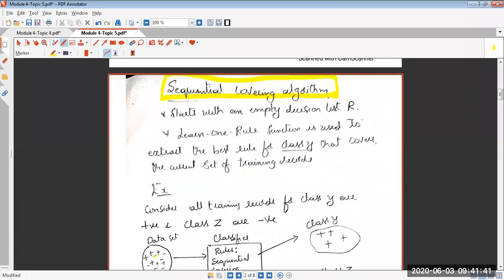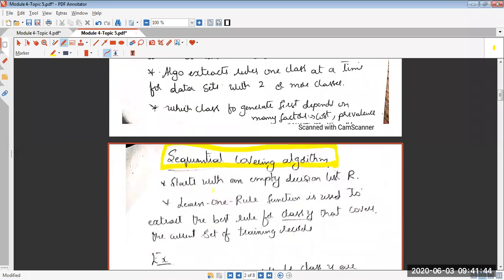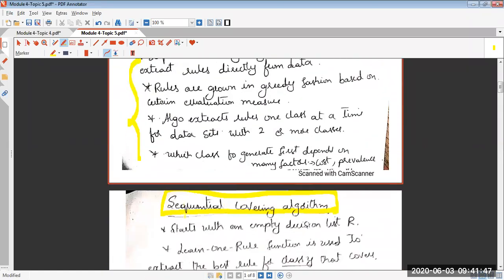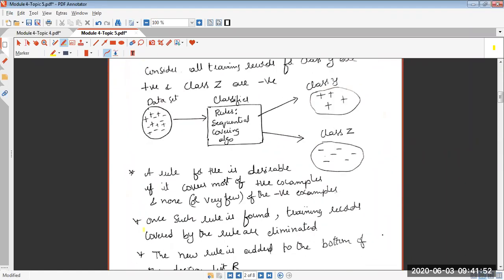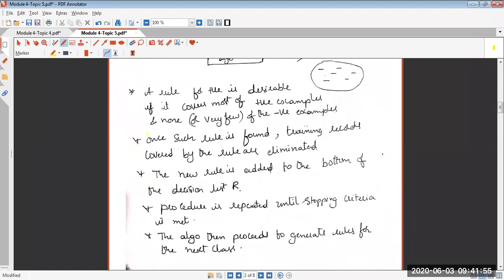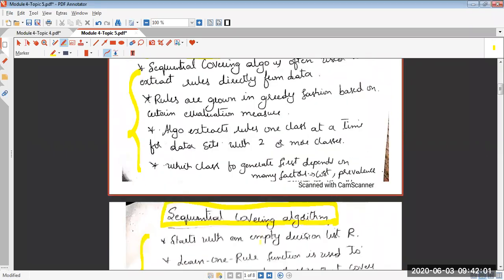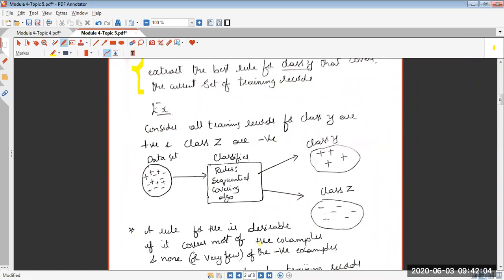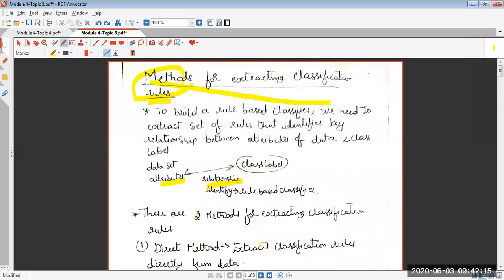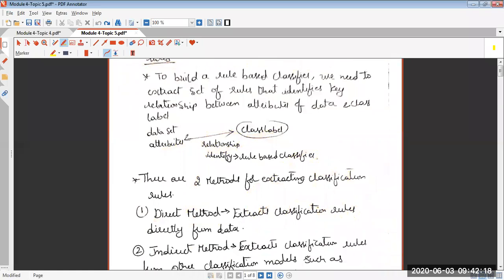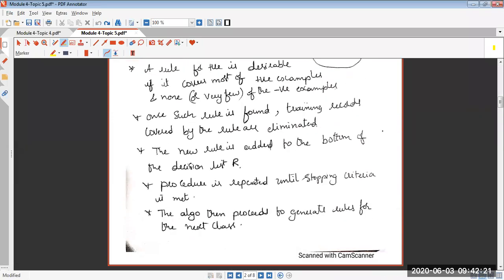Now, how will the sequential covering algorithm work? The basics of it I have written here, but I'm sure you will not understand this. Instead, we'll go directly to the algorithm. You have the algorithm as part of your syllabus. I'll explain the algorithm, and after that, you try to revisit all these points written here. Things will be clear, I can assure you. I feel the best way is going directly to the algorithm instead of studying theoretical points related to it. The algorithm is very simple and interesting. It is there on the next page.